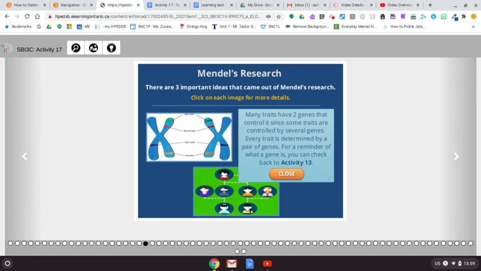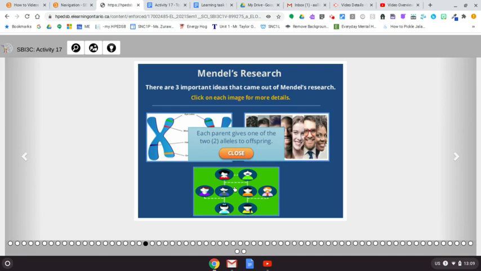So many traits have 2 genes that control it, and some traits are controlled by several genes. Every trait is determined by a pair of genes. So you're going to get a pair, you're going to get one from your mom and you're going to get one from your dad. So each parent gives one of the 2 alleles.